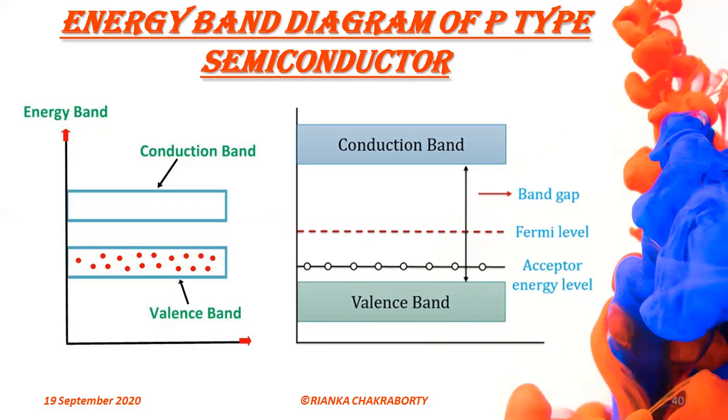Though the exact position of the acceptor level depends on the type of impurity, it is about 0.01 electron volt for germanium and about 0.05 electron volt for silicon above the valence band edge. Since a very small energy is needed by an electron to leave the valence band and occupy the acceptor level, the acceptors are fully ionized at room temperature.